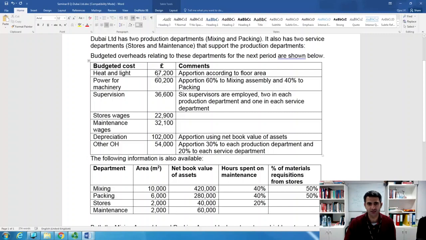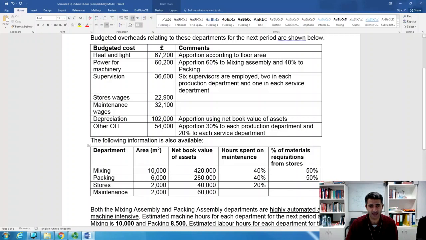For heat and light, it tells you that the total cost is £67,200. So how to allocate this across the departments? Very simple. It tells you here, apportion according to floor area. The question tells you to use the basis of the floor area. Fine. So if you go to floor area here, you can see that the total, if you add them together, is 20,000.